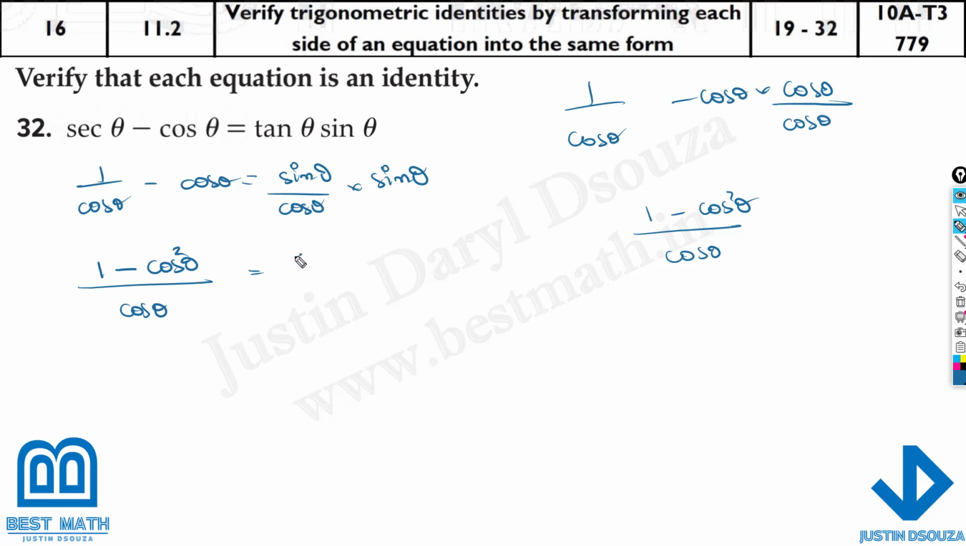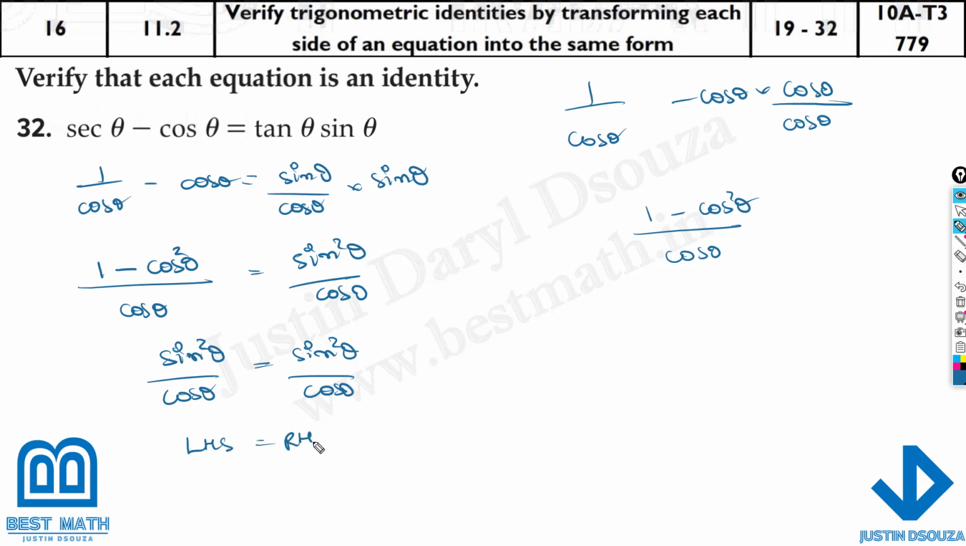Now here it's sine and sine, so it is sine square theta by cosine theta, and 1 minus cosine square theta is sine square theta by cosine theta. That is equal to the right hand side. So yes, this is also proven. LHS is equal to the RHS. Now if you write so much, you should get full marks. No issues over here. That's how we solve it.